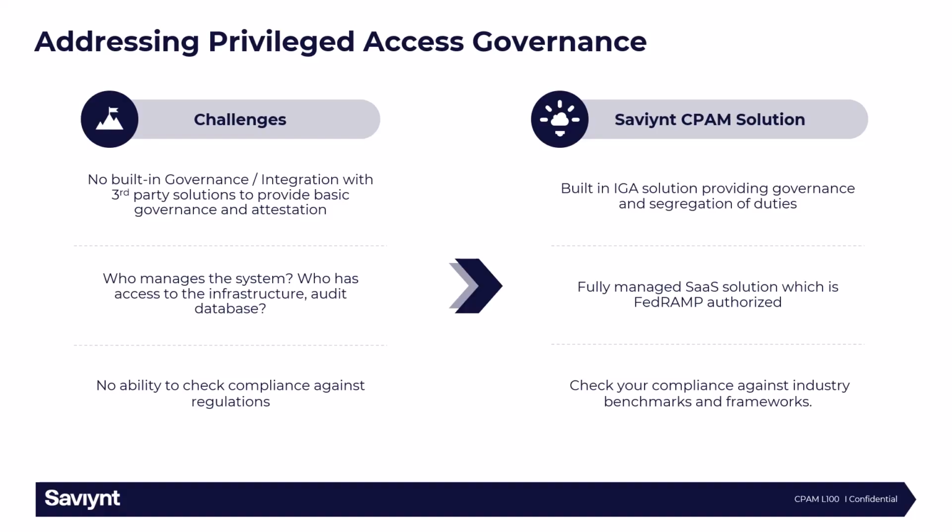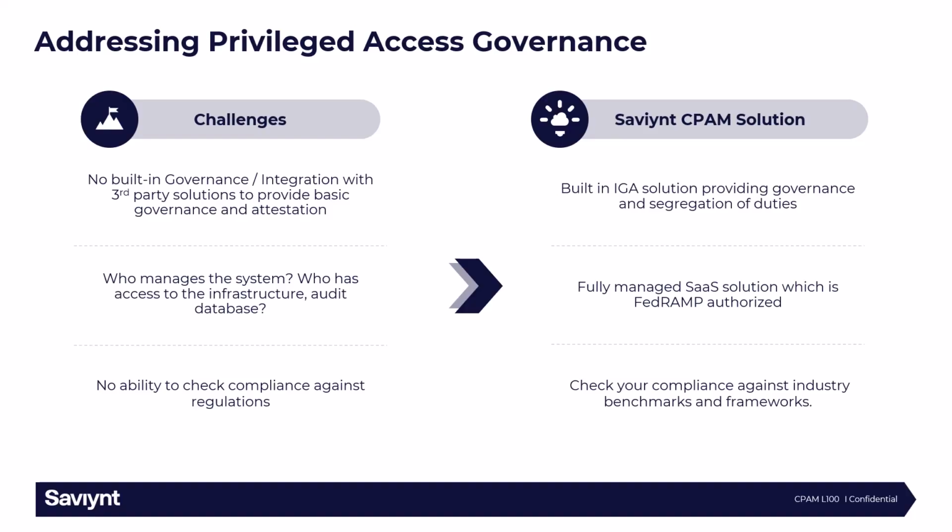A challenge such as who manages the system, who has access to the infrastructure, or the audit database can be questions that arise in the other PAM solutions. Saviynt PAM solution is a fully managed SaaS solution, which is FedRAMP authorized as well, and we have total control on who manages what data, how much the data is being used for, what the data is required for, etc.